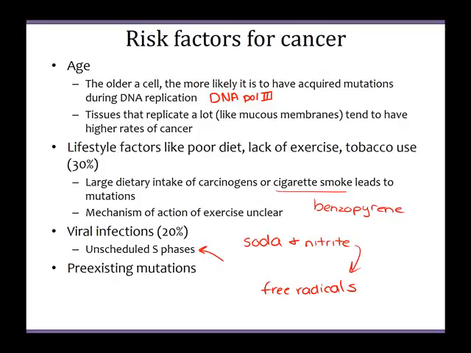Another risk factor is simply pre-existing mutations that you may have inherited from your parents. This is why when you go to the doctor, they'll always do a family history and ask, any relatives who had cancer, because there's a chance they may have passed it on to you. However, most cancers do not arise from pre-existing mutations. Most cancers arise from mutations that are acquired throughout your life.